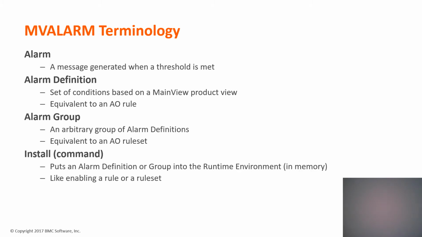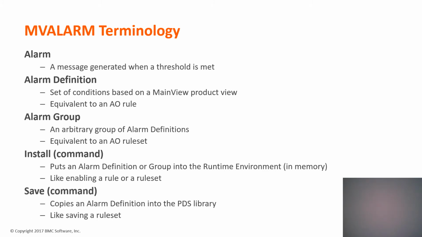The install command is used to put an alarm group or definition into the runtime environment in memory. So it's like enabling a rule or a rule set. It simply takes what you've created in an HFS and loads it into the address space so it can be processed. And then save copies the alarm definition into the library so it can be saved like a rule set would be.